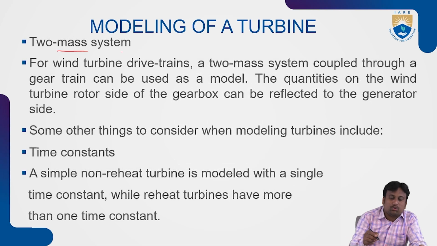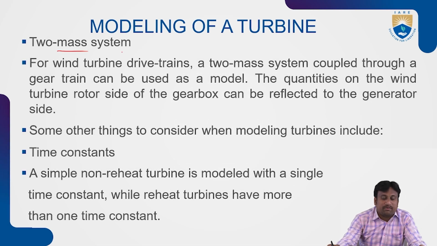Another case is two-mass systems. For wind turbine driven trains, a two-mass system coupled through a gear train can be used as a model. The quantities on the wind turbine rotor side of the gearbox can be reflected to the generator side.